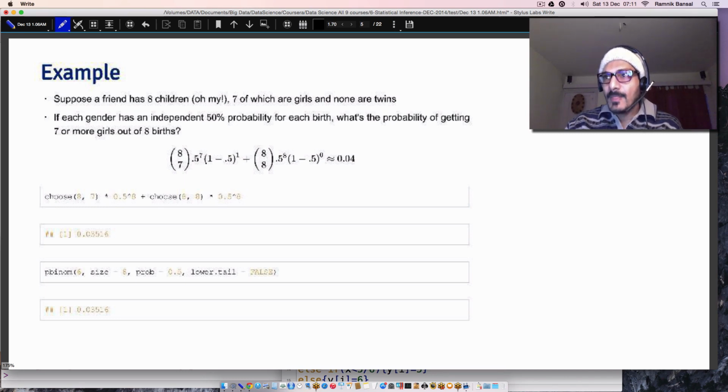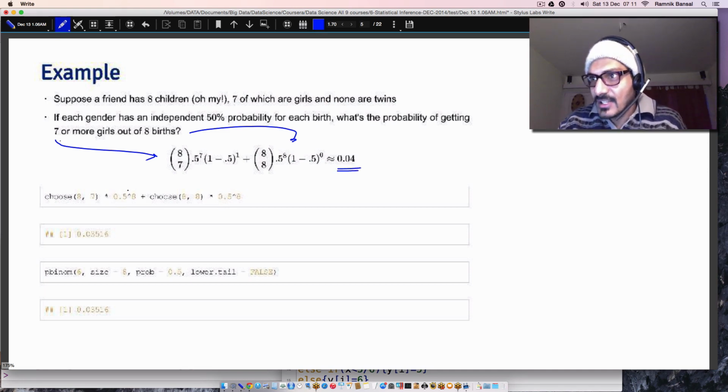Then the probability: 0.5 raised to the power 7 into 1 minus p, that is 1 minus 0.5, raised to the power n minus x, that is 1. Now this takes care of the 7 children part. And then we have to do the 8 children similarly. So this part takes care of 8 children. We say 0.5, and this effectively is approximately this. So this is all mathematical.